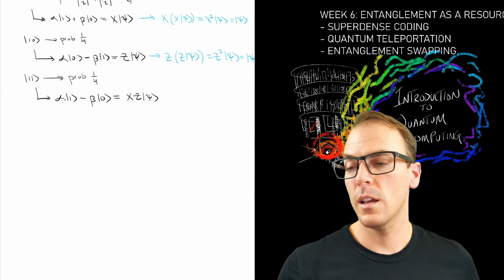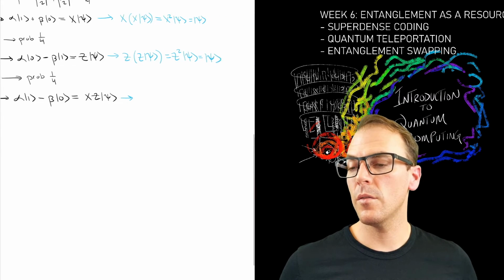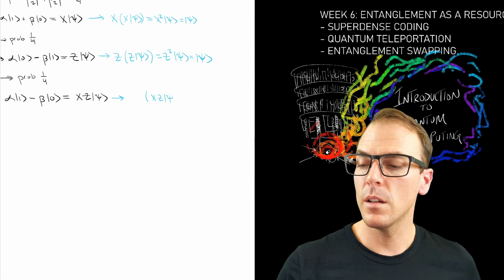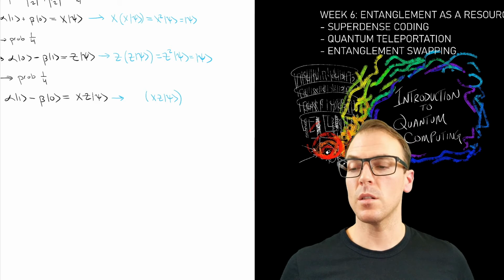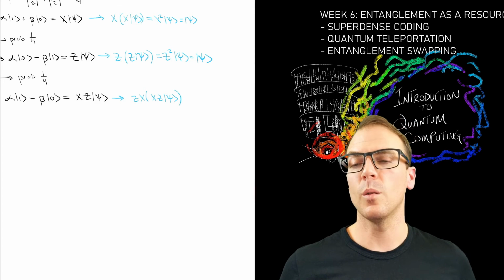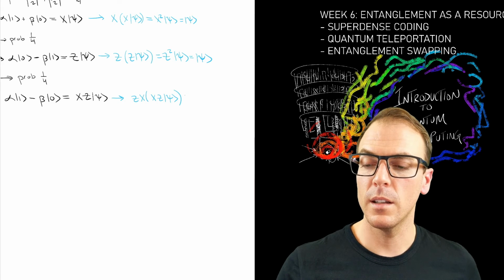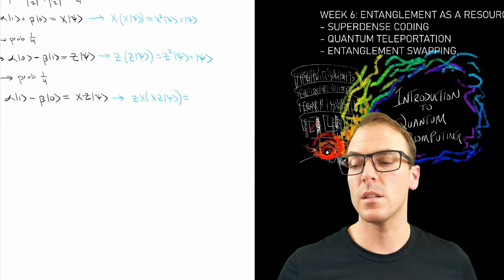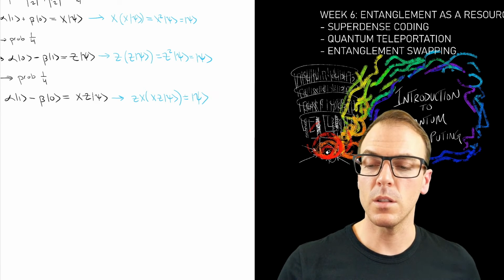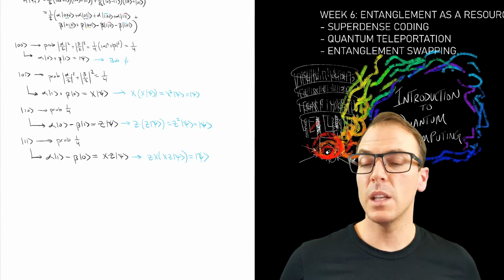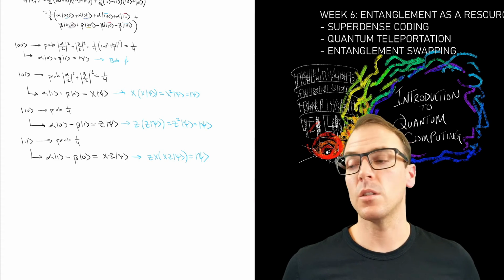And finally, Bob has to undo this operation. So first he's going to apply X, and then he's going to apply Z. And so we'll get, well, the X and the X squared to identity, and then we're left with Z squared, which is also the identity. Okay? So Bob needs to perform some operation conditional on what Alice sends.